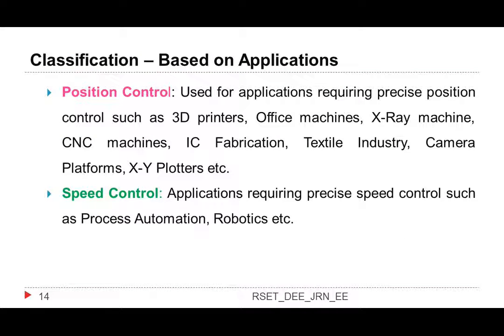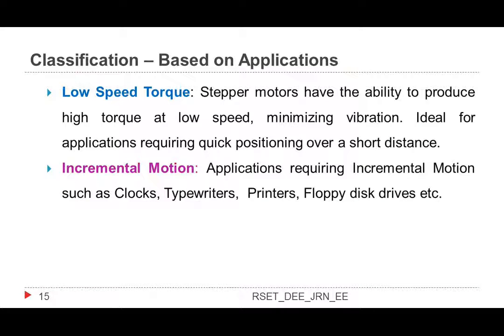Now you can see another type of classification based on application. Position control: used for applications requiring precise position control such as 3D printers, office machines, X-ray machines, CNC machines, IC fabrication, textile industry, camera platform, XY plotters, etc. Speed control: applications requiring precise speed control such as process automation, robotics, etc. Low speed torque applications: stepper motors have the ability to produce high torque at low speed, minimizing vibration, ideal for applications requiring quick positioning over a short distance.